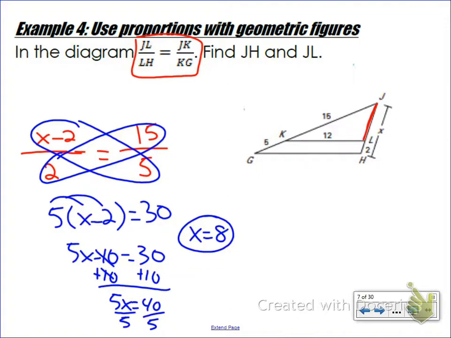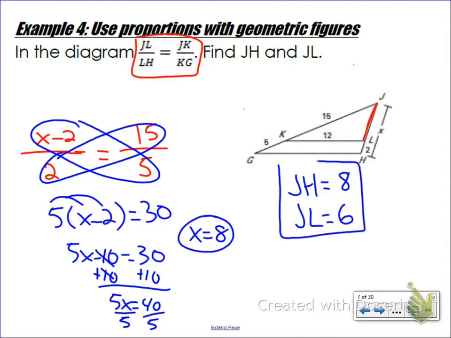Now we're not done. If we go back and reread the problem, what we're looking for is the length of JH and the length of JL. Now what we just found here was X, which is also JH. So JH is going to be 8. The other thing I'd like to know is what JL is. And we already said JL is going to be X minus 2. So now we know X is 8. JL will be 6. So this is going to be your answer right here.